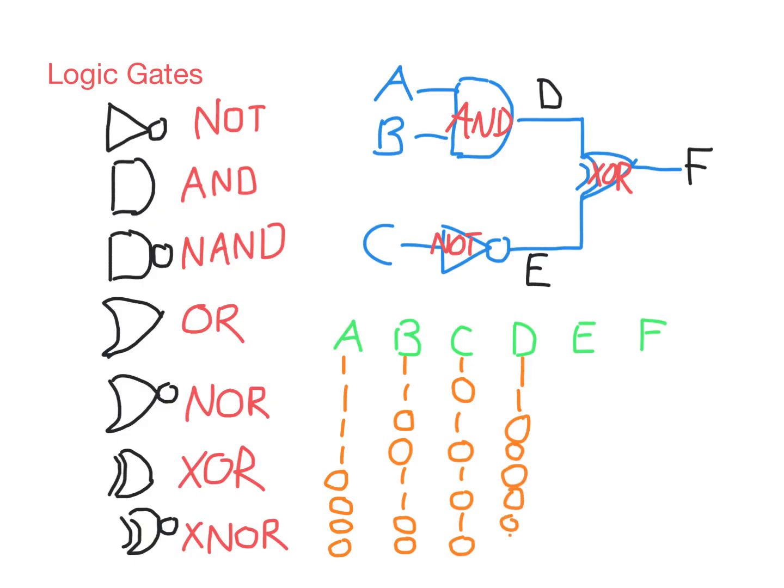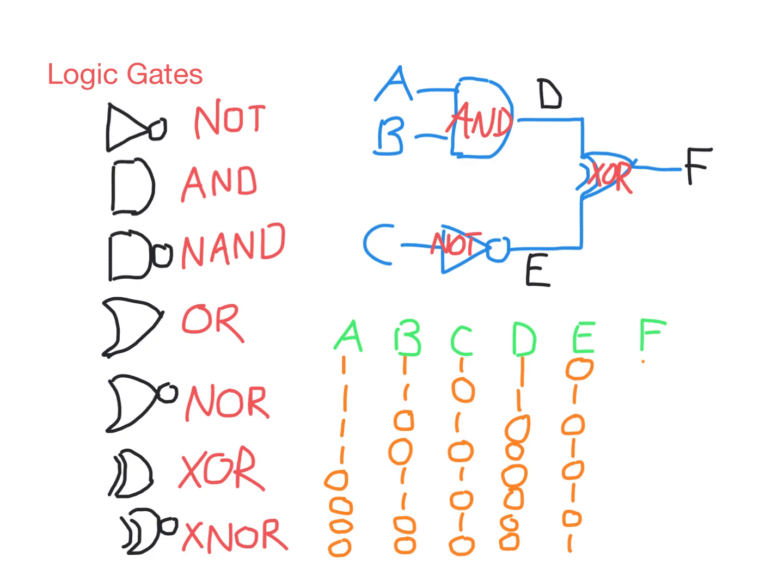All right, what about the output that is E? Well, it's just not C. It just has the opposite pattern here. So here C is true, so that means that E will be false, and so on. Now we can determine the output F. F is exclusive OR. Again, it's going to be D or E, but not both. So this first one is D or E, but not both.